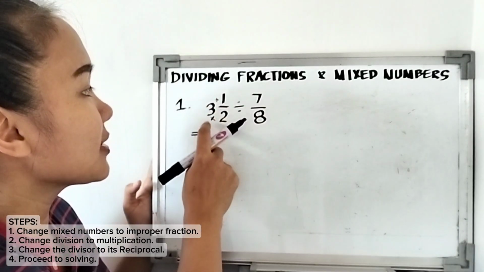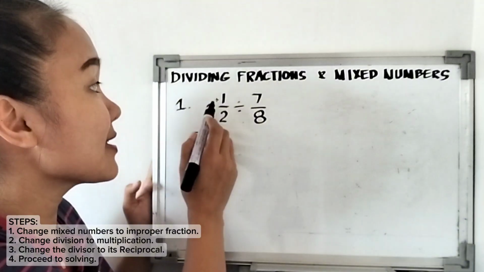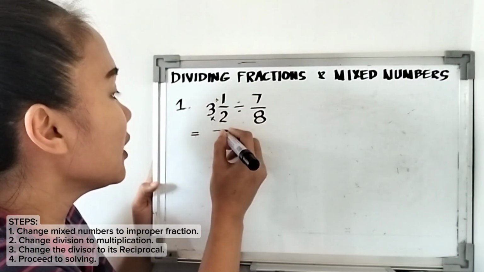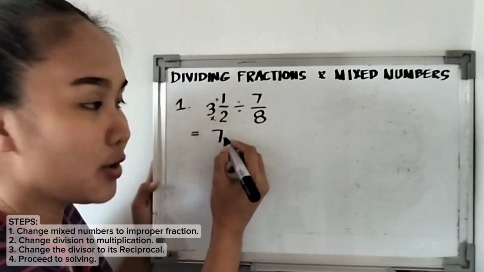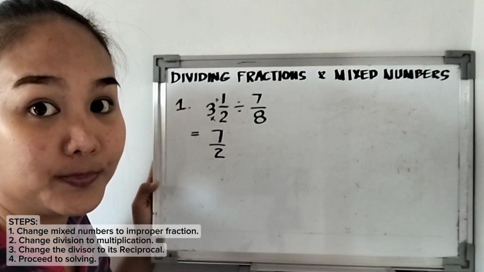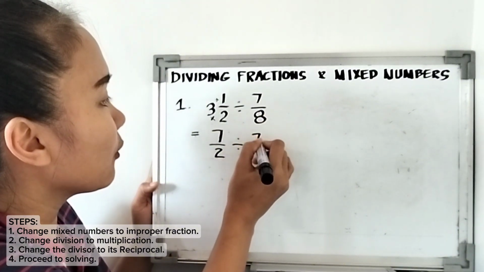So 2 times 3 equals 6. Very good. Now 6 plus 1 equals? Very good. 7 over, of course, copy the denominator. So we have here now 7/2. Then let us copy first, divided by 7/8.